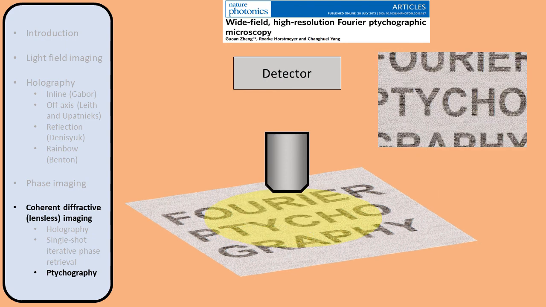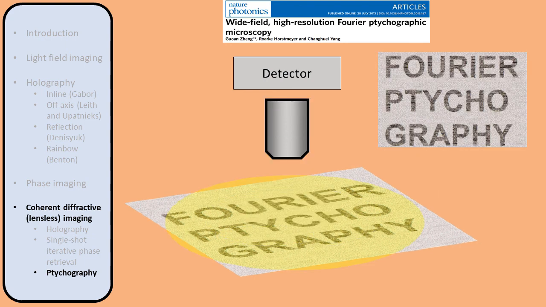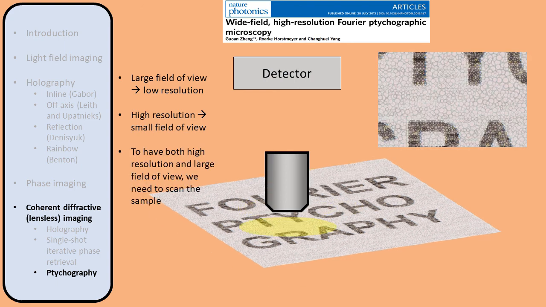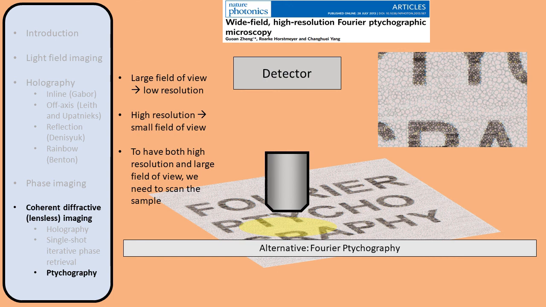You could also zoom out to increase the field of view, but then you wouldn't be able to see the small details anymore. So there is a trade-off between field of view and resolution. By zooming out, you have a large field of view, but a low resolution, and by zooming in, you have a high resolution, but a small field of view. In order to have both a high resolution and a large field of view, you'd have to zoom in and move the sample around. Fourier Ptychography provides an alternative method.